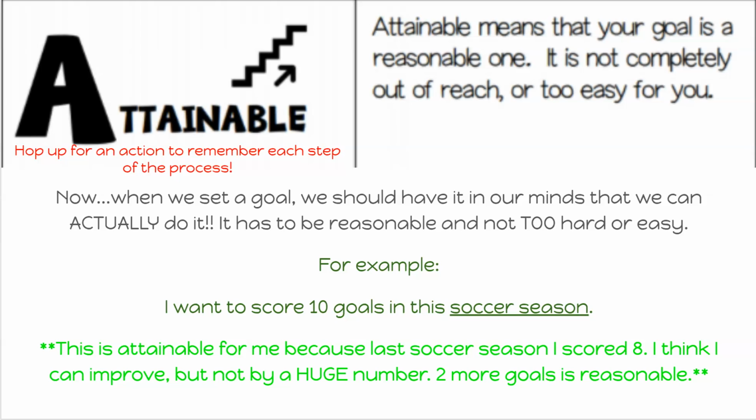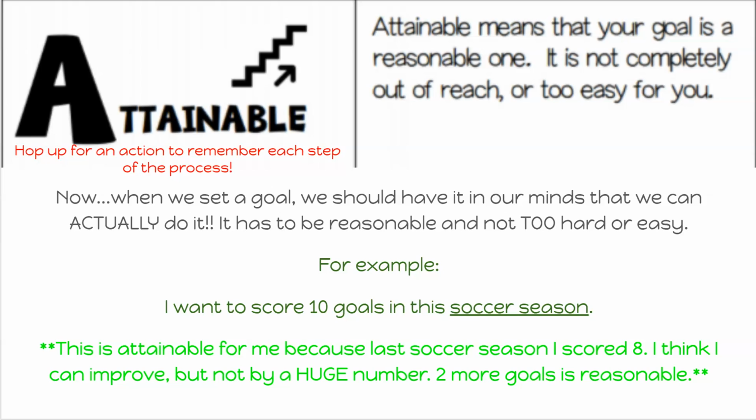And so I said, for my example, I want to score 10 goals in this soccer season. So the reason that would be attainable for me and why I can set this goal is I'm thinking, well, last year in soccer, I was able to score 8 goals. Now I've been practicing more. I've gotten better at soccer. I'm a little bit older. I think I can improve. Now, I'm not going to improve by a huge number and say I'm going to score 20 goals. That seems a little bit out of reach. But I also know that I don't want to just score one more. Okay, so I set it by 10.